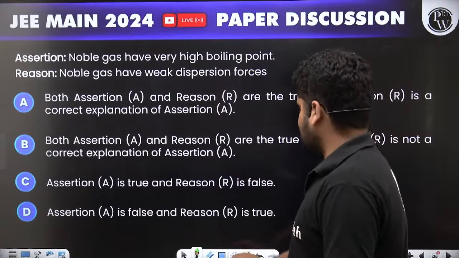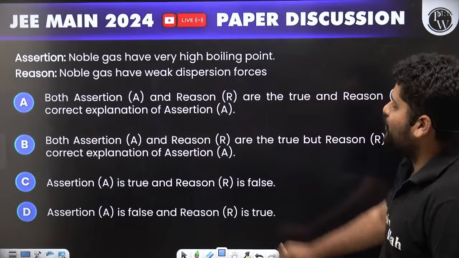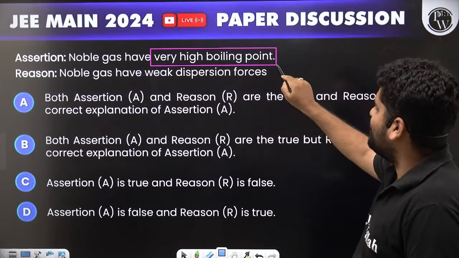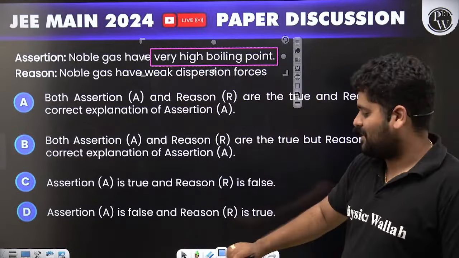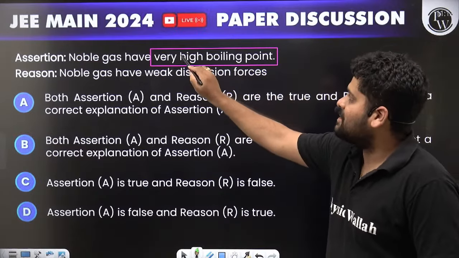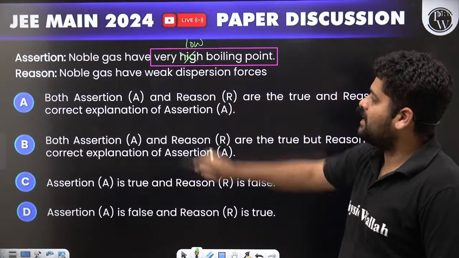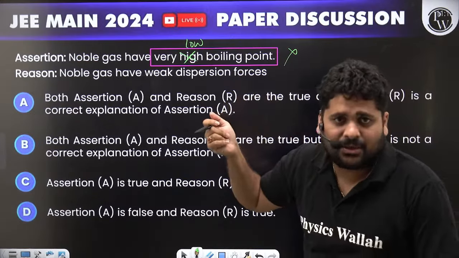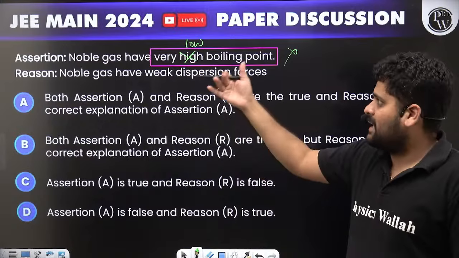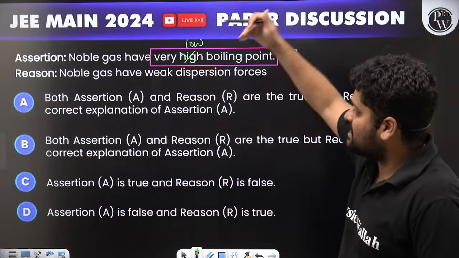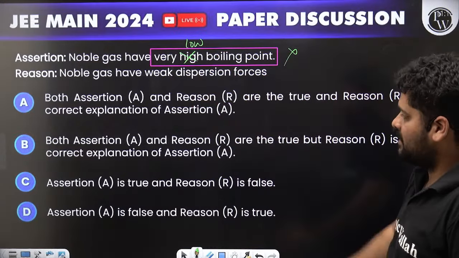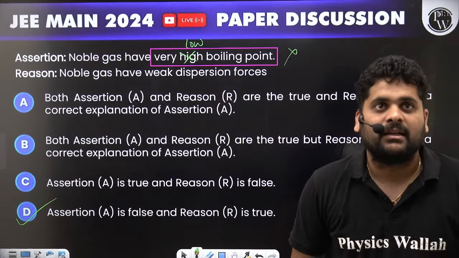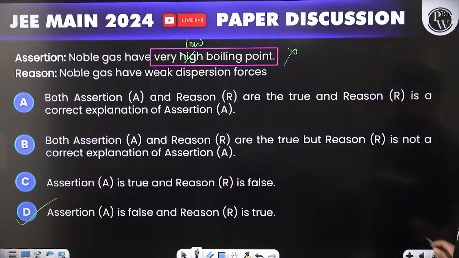See what has been asked. Noble gases have very high boiling point. Do you think so? This itself is wrong. Instead of high, it should be very low boiling point. So the assertion is wrong. Now, noble gases have weak dispersion forces. They do not have hydrogen bonding at all. So they have weak dispersion forces, and the reason is correct. Assertion is wrong, reason is correct. Your answer should be option D. D for dog, D for donkey. Right. Now, next question after this.